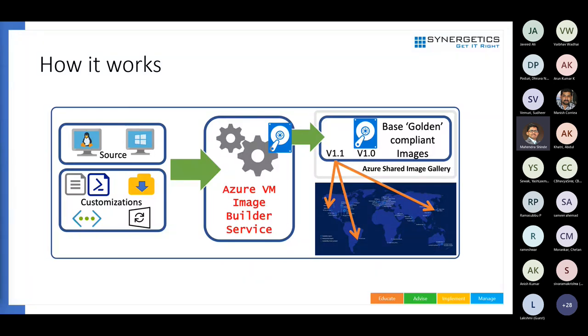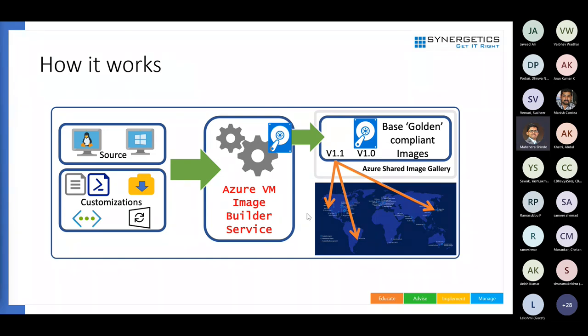Now, what is the benefit of deploying it to a gallery? Once we deploy it to a gallery, we can access it from multiple regions also. You can actually define the primary region and secondary region as well, and you will allow your other team members to actually deploy it onto their workload. And we will have multiple versions also, like version 1.0, version 1.1, etc.